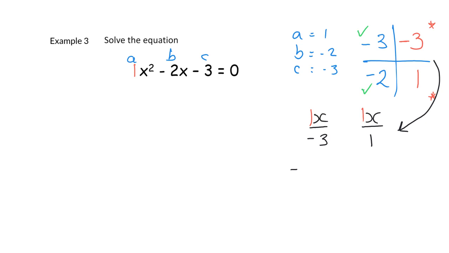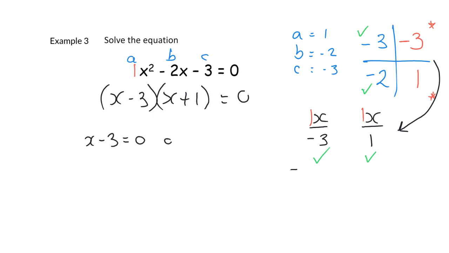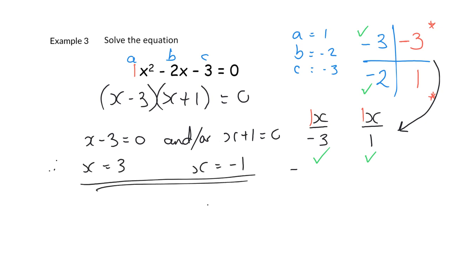So at the minute, no simplification can be done. So that gives us our brackets. We have x minus 3 and we have x plus 1. Solving them, breaking them individually, that means x minus 3 equals 0 and/or x plus 1 equals 0. Therefore, x is 3 or x equals minus 1. And that's our solutions. x equals 3 and x equals minus 1.